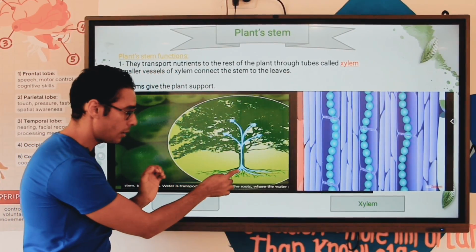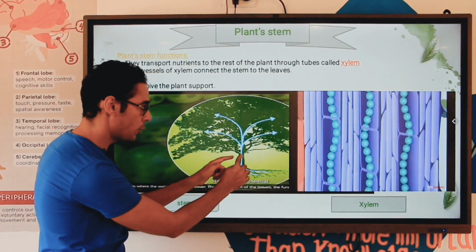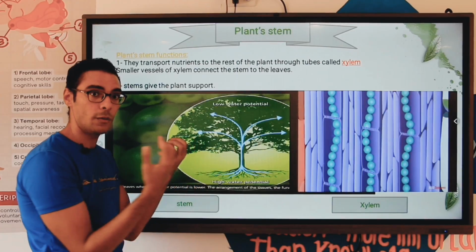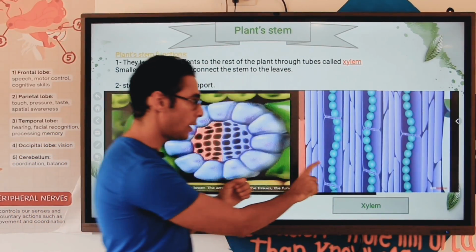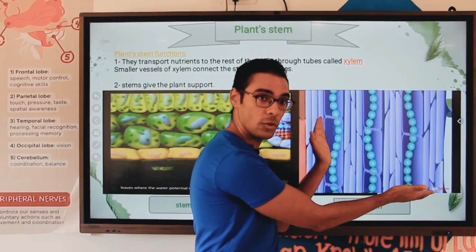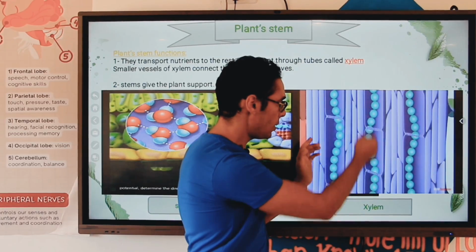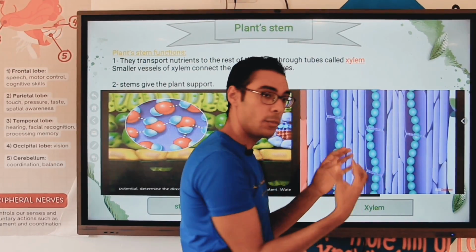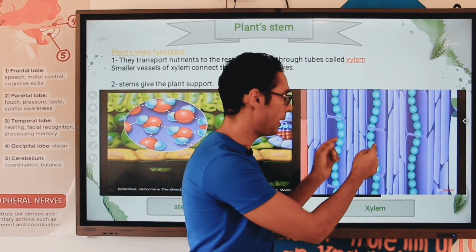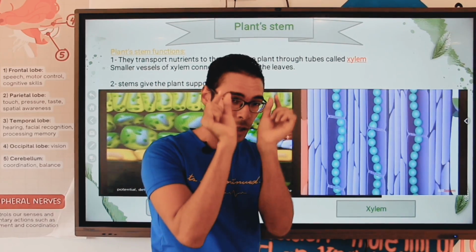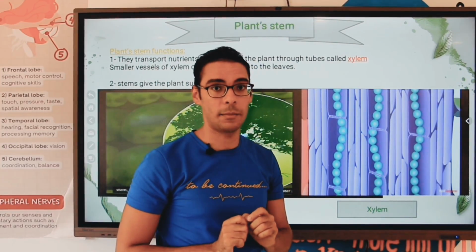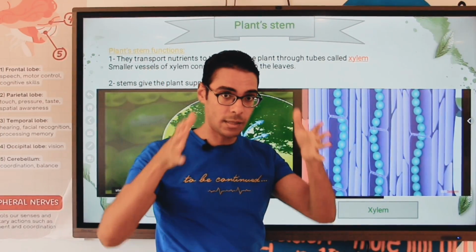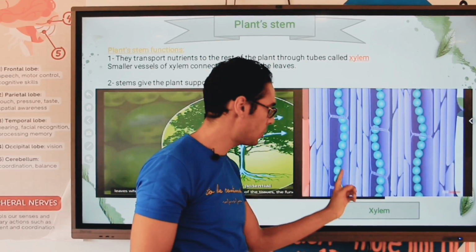Here in the stem, the water is moving from roots to be distributed all over plant parts. And I need you to take a look here in this image. Just look. These are the water that are moving from roots upward to the plant. They are moving inside tiny tubes inside the stem. So the stem is a big tube that has small tubes inside.